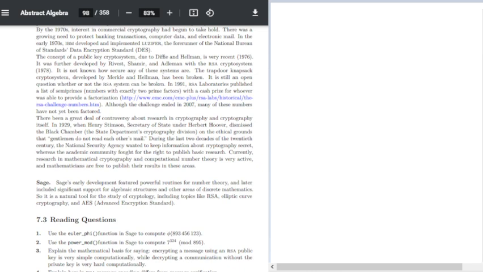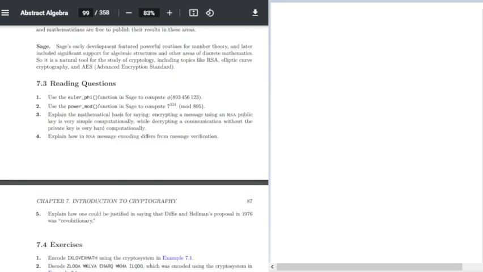In 1929, Henry Stimson, Secretary of State under Herbert Hoover, dismissed the Black Chamber, the State Department's cryptography division, on the ethical grounds that gentlemen do not read each other's mail. During the last 2 decades of the 20th century, the National Security Agency wanted to keep information about cryptography secret, whereas the academic community fought for the right to publish basic research. Currently, research in mathematical cryptography and computational number theory is very active, and mathematicians are free to publish their results in these areas.